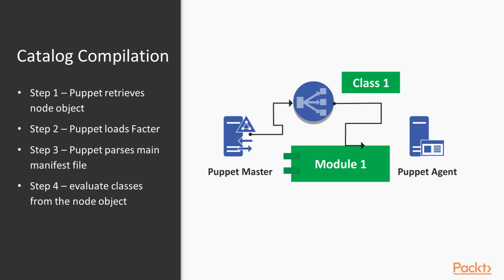So this is it for this video. In this video, we went over the resource abstraction layer and Puppet catalogs. We also went through how the catalogs are compiled and then applied to set the desired state of each node.